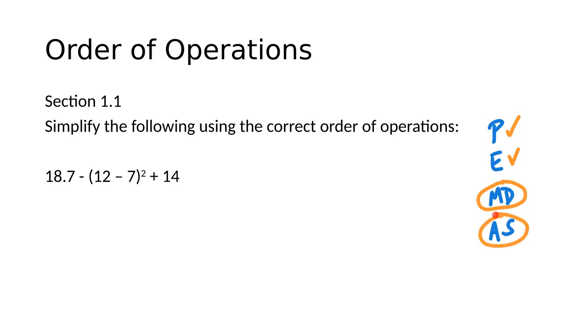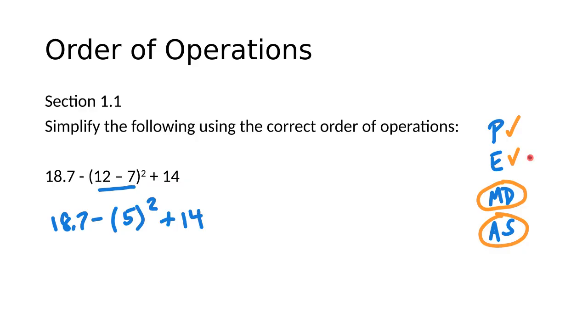So let's take a look at what we have here. In this one, we do have work to do inside parentheses. So we're going to do that first. We're going to do that subtraction, and that'll give us 18.7 minus 12 minus 7 will just be 5 squared plus 14. Took care of everything that needed done inside parentheses.